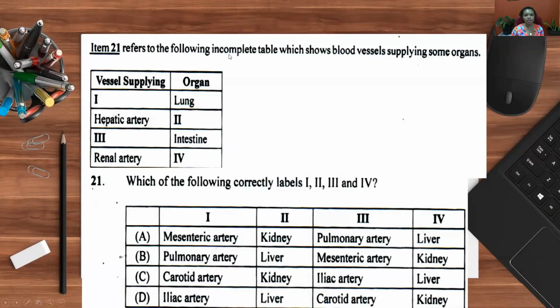Item 21 refers to the following incomplete table which shows blood vessels supplying some organs. Vessel supplying organ 1. So vessel supplying the lung, you're looking at the pulmonary artery, hepatic artery, that would be the liver, mesenteric artery, the intestine, renal artery would be the kidneys. So the answer is B.